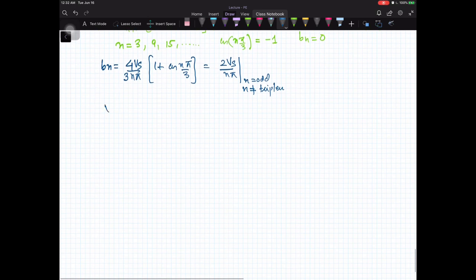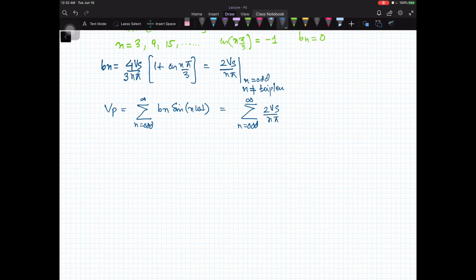Okay, so the phase voltage can now be represented in terms of the Fourier series as the sum of Bn sine of n omega t. So taking the value of Bn, the phase voltage will be equal to 2Vs by n pi into sine of n omega t, right? So the phase voltage Van is basically this one.